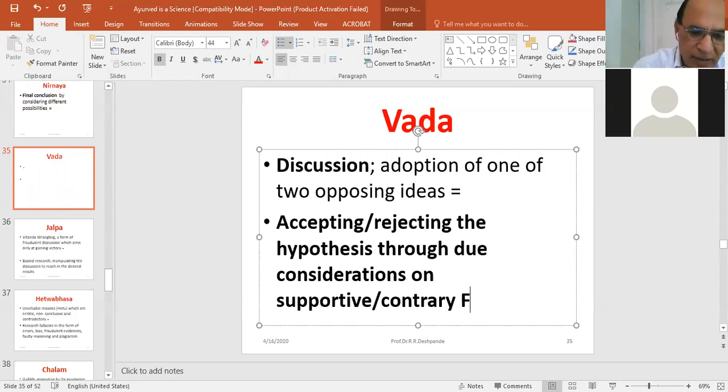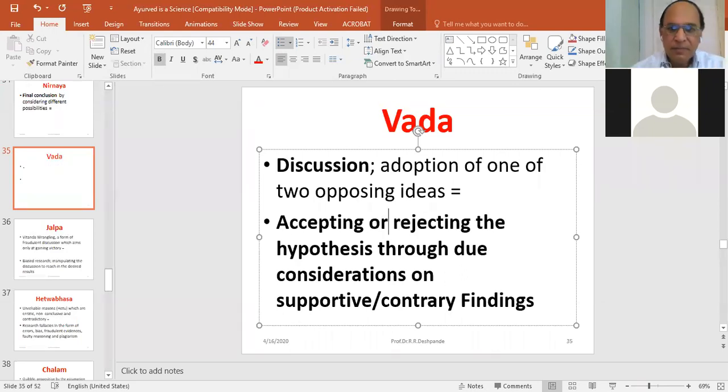Findings. I will add that word, findings. Okay, so accepting or rejecting the hypothesis that you do, that is called the Vada. Accepting or rejecting the hypothesis with due consideration of supportive or contrary findings. As you know, H0 and H1. H0 in research language is the null hypothesis. H1 is a positive hypothesis. That comes under the Vada.